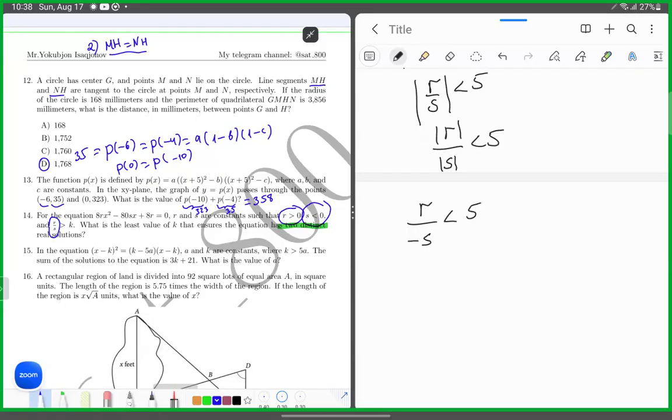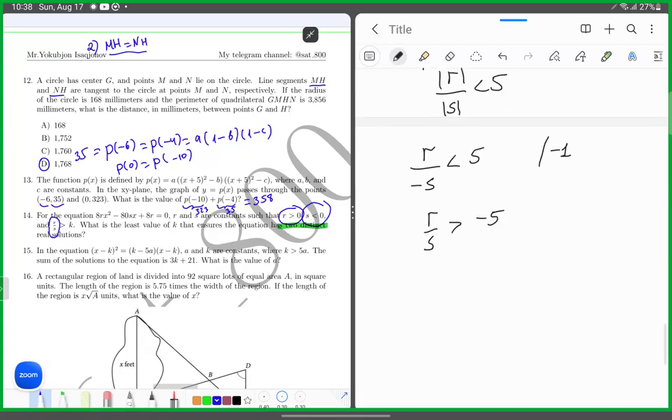And I'm going to find r over s, so that's why I will multiply both sides by minus 1. If I multiply it, here I will get r over s. While multiplying an inequality on both sides by a negative number, it changes. Now it will be minus 5. Now r over s is greater than minus 5.